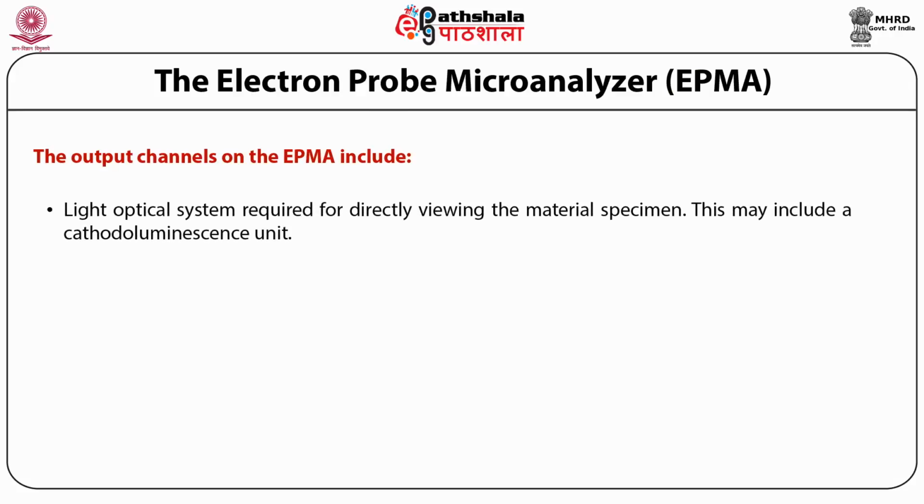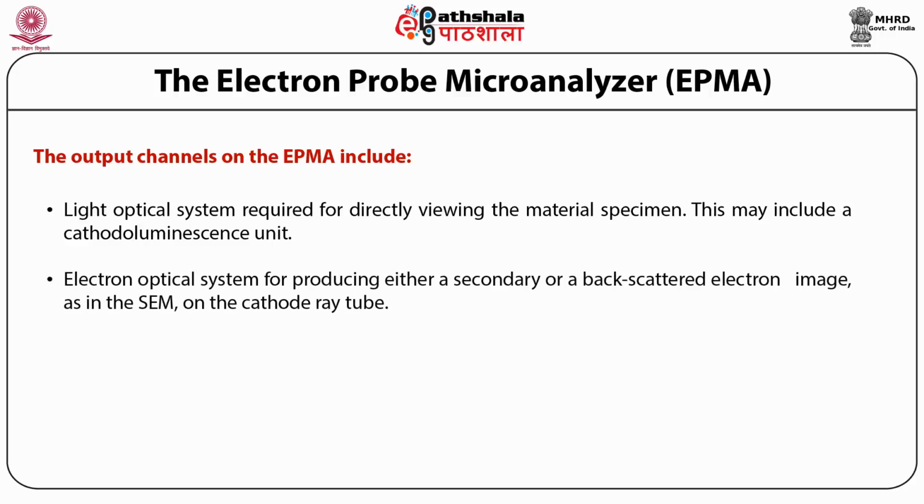Light optical system required for directly viewing the material specimen. This may include a cathodoluminescence unit. Number 2. Electron optical system for producing either a secondary or a backscattered electron image, as in the SEM, on the cathode ray tube.